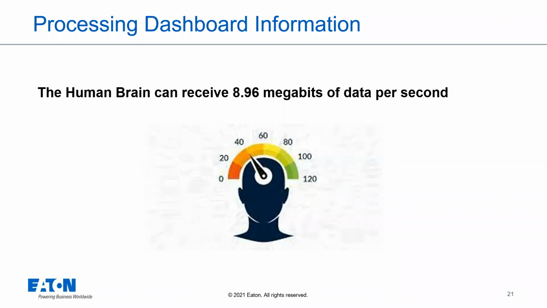All right. Now this right here is a little bit sciencey, but just follow me a little bit. The human brain can receive 8.96 megabits of data per second, right? But the average person can only comprehend 120 words per minute when reading. And I guess that's equivalent to about 81.6 bits of data per second.